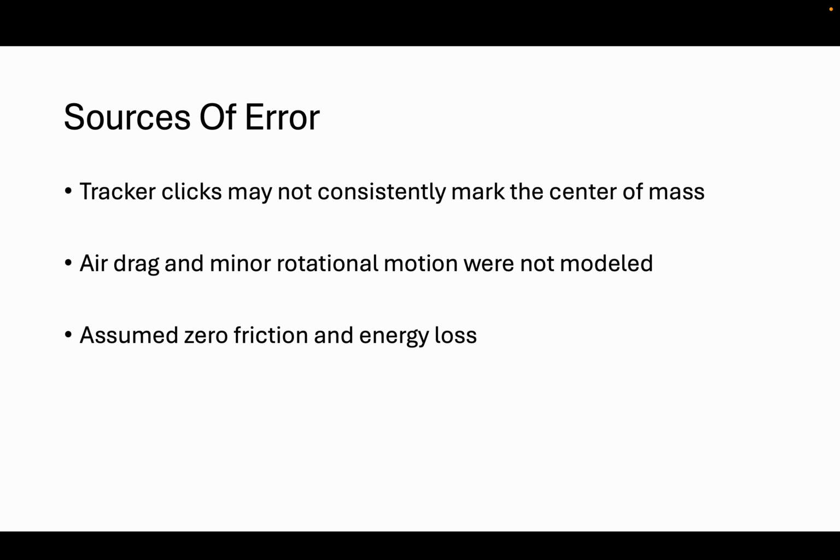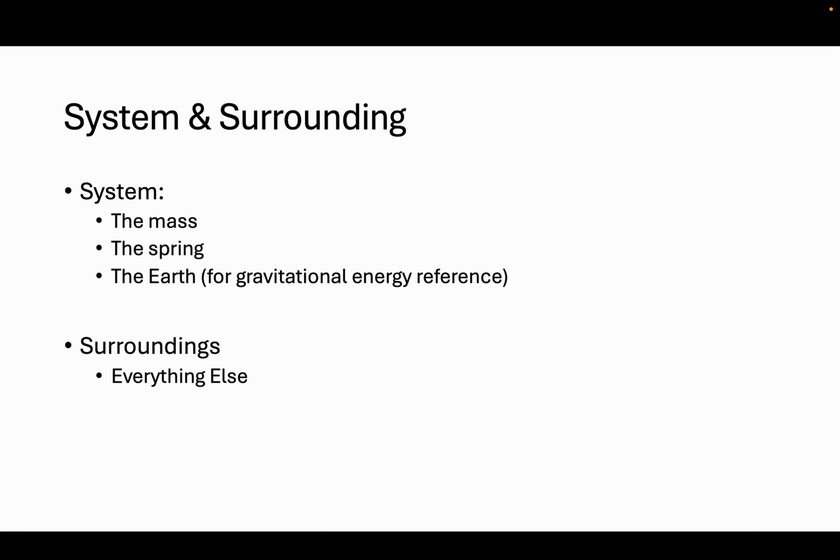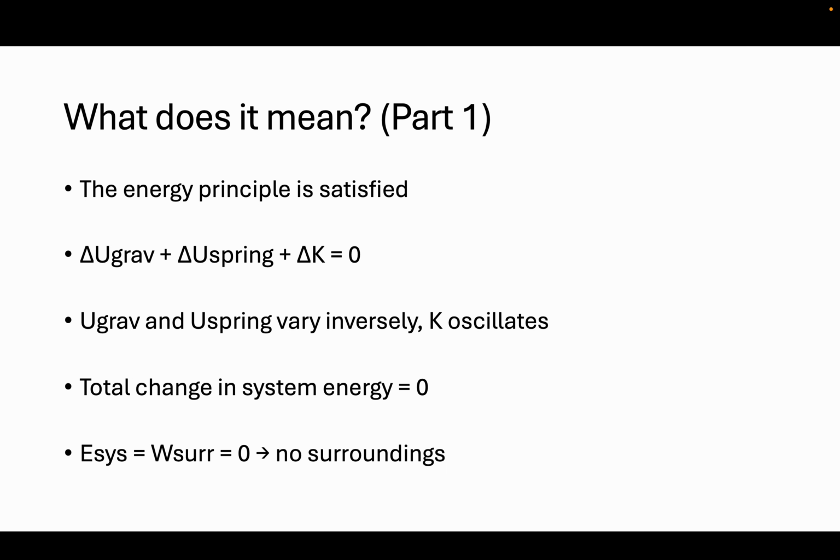Next, external forces such as air resistance, rotational motion, or even friction at the spring's attachment point can introduce discrepancies that won't be modeled in the simulation. For our model, the system includes the mass, the spring, and the earth. The surroundings include everything else, like air, which could create drag. In our model system, the energy principle is satisfied.